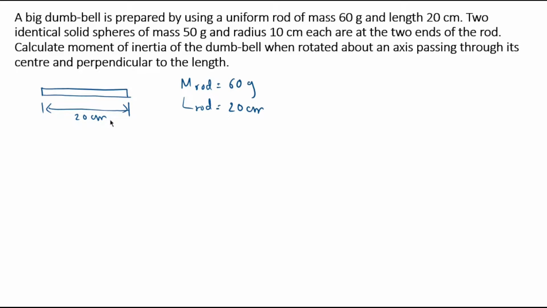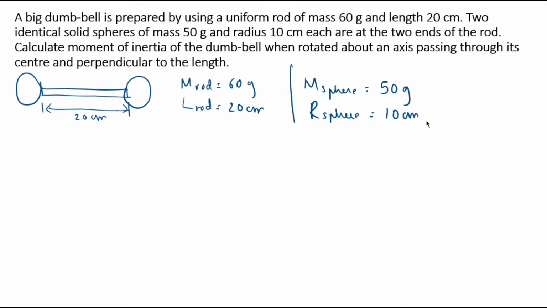Two identical solid spheres of mass 50 grams and radius 10 centimeter each are at the two ends of the rod. So in order to create a dumbbell, they have attached two spheres. So the mass of sphere is 50 grams and radius of sphere is 10 centimeter. That is, this thing is 10 centimeter.